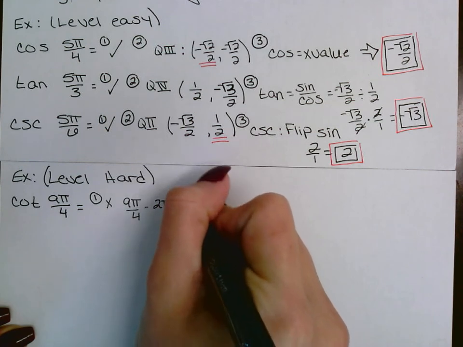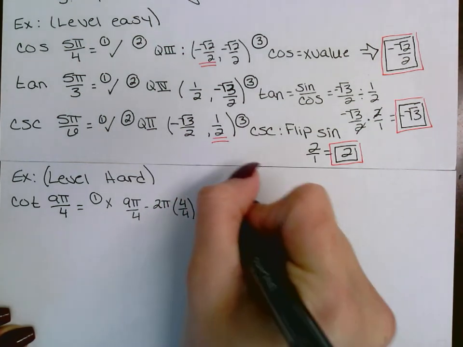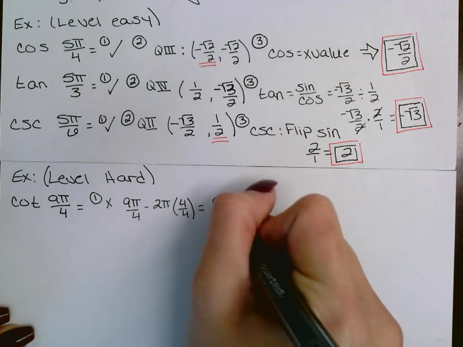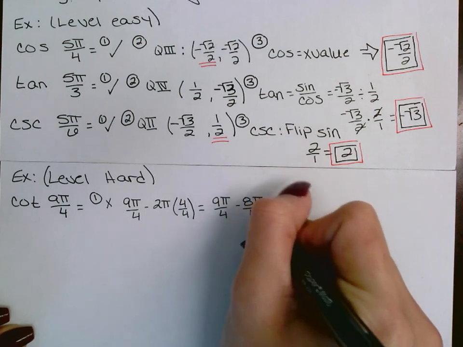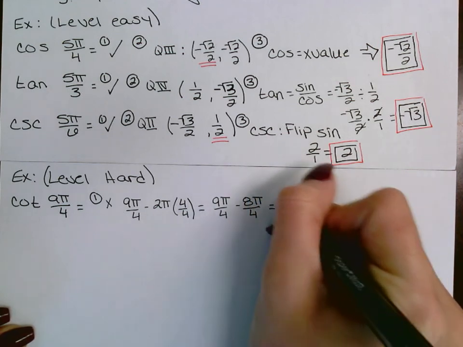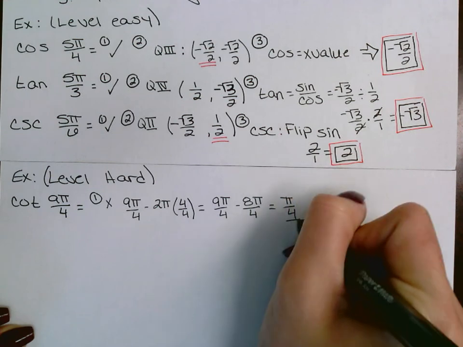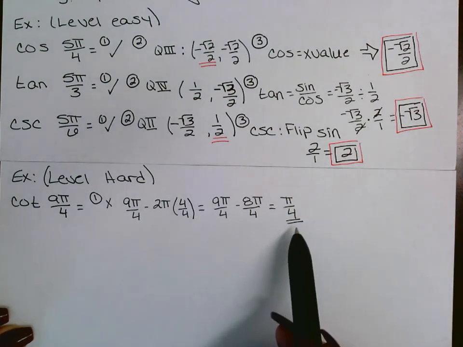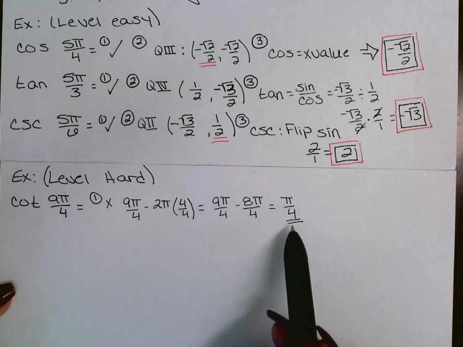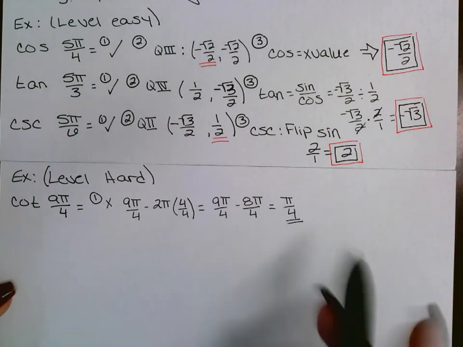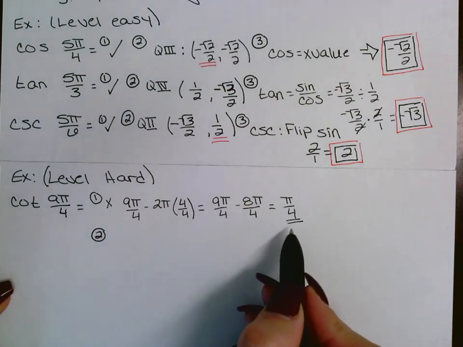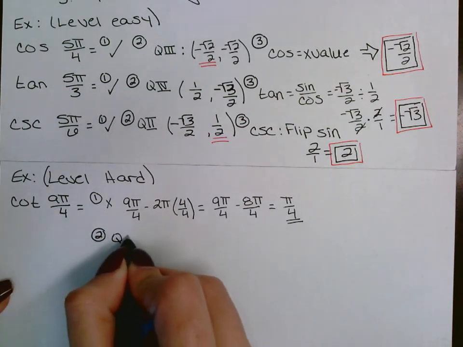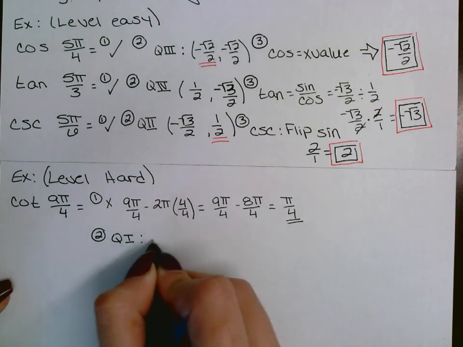Common denominator. I have 9 pi over 4 minus 8 pi over 4. What's 9 pi minus 8 pi? 1 single pi over 4. Okay? That value that you get from coterminal is the value that you're going to continue on with on step 2. So on step 2, what quadrant is pi over 4 in? Quadrant 1. And what's my ordered pair?